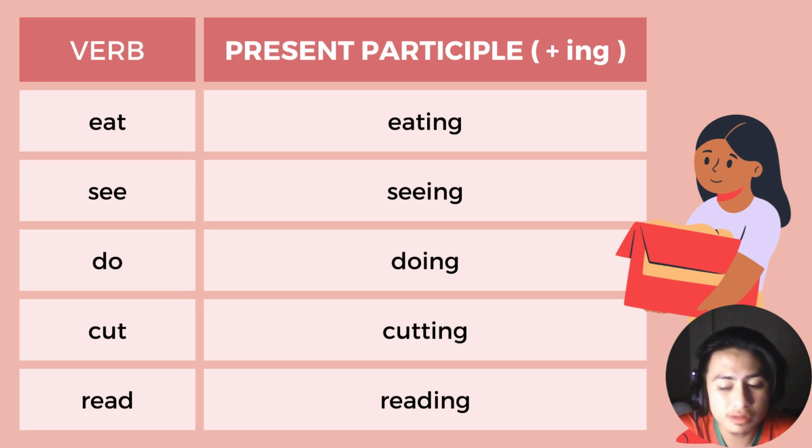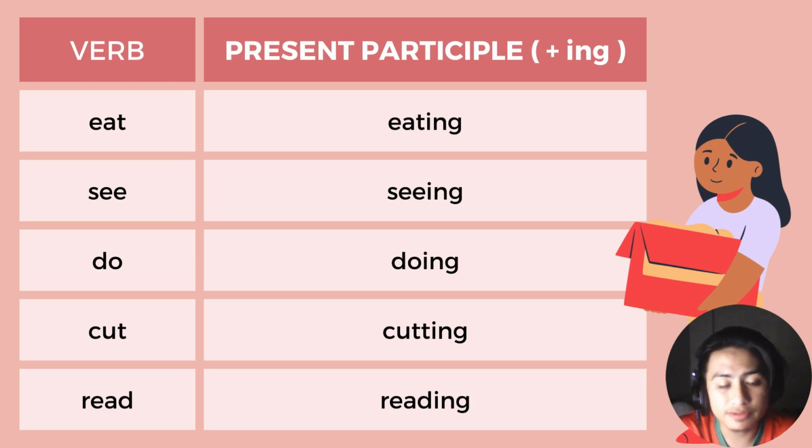So I'm going to show you a few examples of verbs. So the first one is eat. So if we add ing at the back, it will become eating. And same goes with see, do, cut, and read. See, if we add ing at the back, it becomes seeing. Do becomes doing. Cut becomes cutting, and read becomes reading.